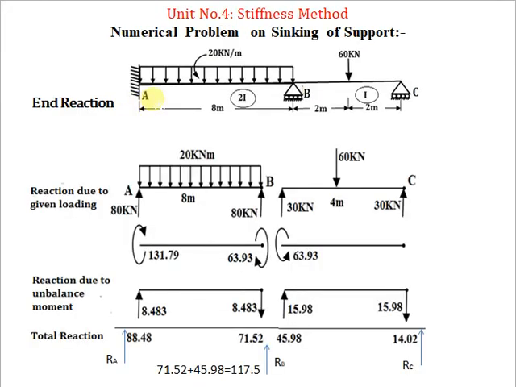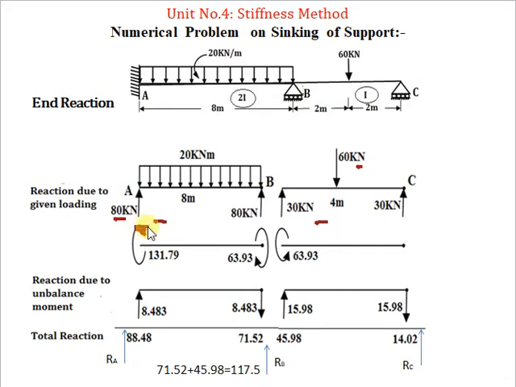So let's consider first the loading diagram and then draw the FBD of each span, AB and BC. AB has a 20 kN per meter UDL, so 20 into 8 divided by 2, we will get reaction at A and B of 80 kN. Now for span BC, the load is 60 kN, divided by 2, we will get reaction at B and C of 30 kN. Now show the end moment for each span.